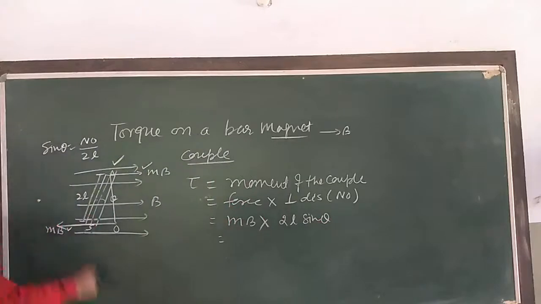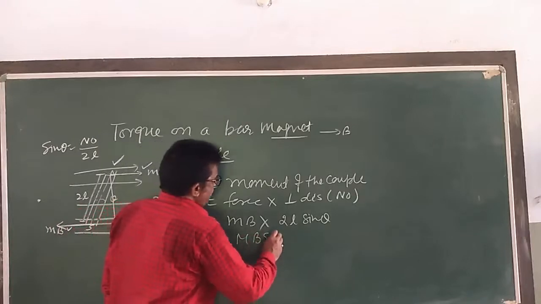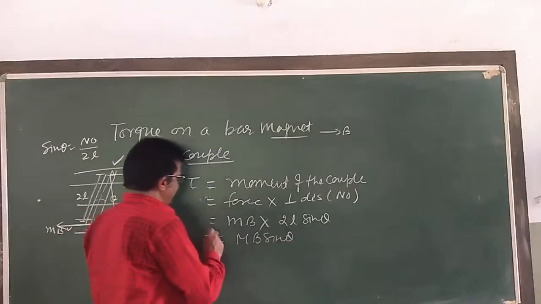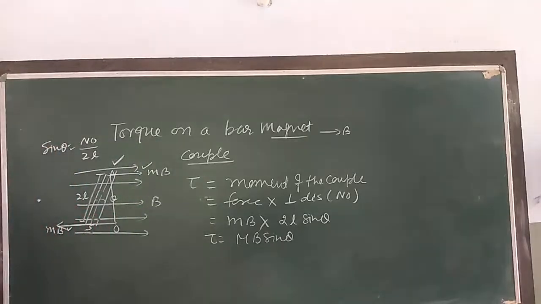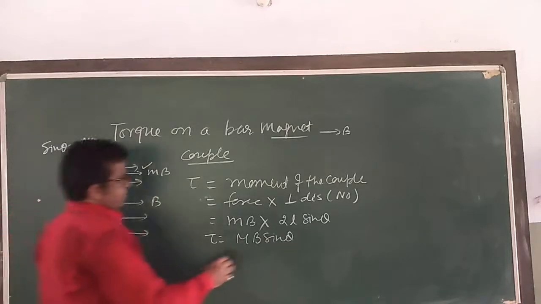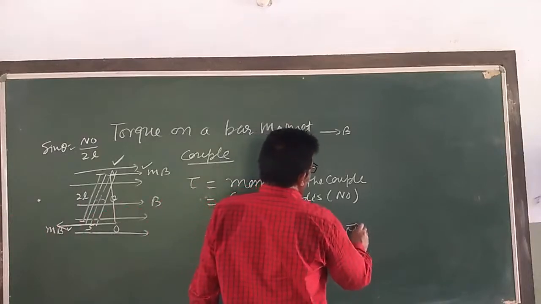What is m into 2L? m into 2L is the magnetic moment. So this comes out to be mb sin theta, children. This is the torque, easy. The torque comes out to be mb sin theta. So you can write here torque in a cross product, m cross b.